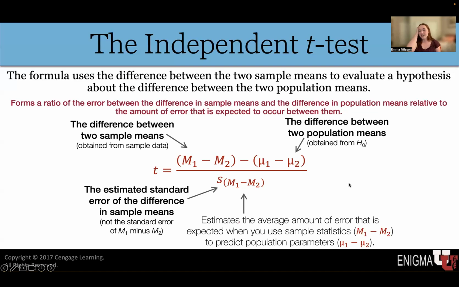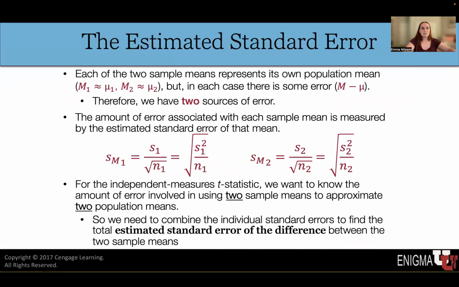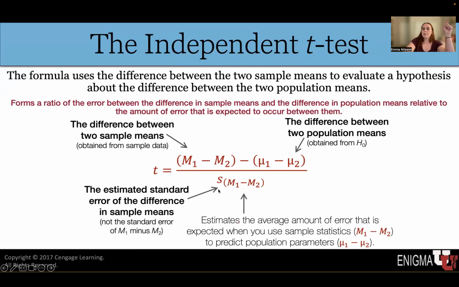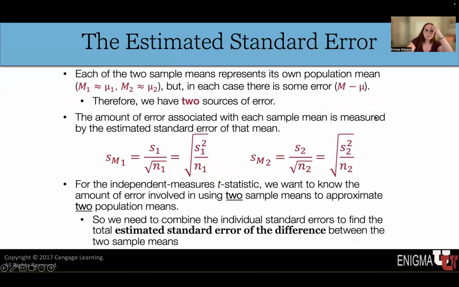Basically, like it says here, it's just going to estimate the average amount of error that is expected when you use sample statistics to predict population parameters. That's what this is telling us. So let's talk a little bit more before we move on about this denominator here, the estimated standard error. It's the denominator in our last formula.